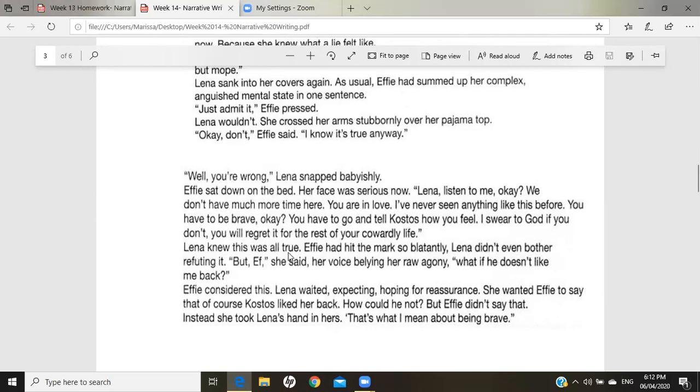Lena knew this was all true. Effie had hit the mark so blatantly, Lena didn't even bother refuting it. But Eff, she said, her voice belying her raw agony, what if he doesn't like me back? Effie considered this. Lena waited, expecting, hoping for reassurance. She wanted Effie to say that, of course, Costos had liked her back. How could he not? But Effie didn't say that. Instead, she took Lena's hand in hers. That's what I mean about being brave.